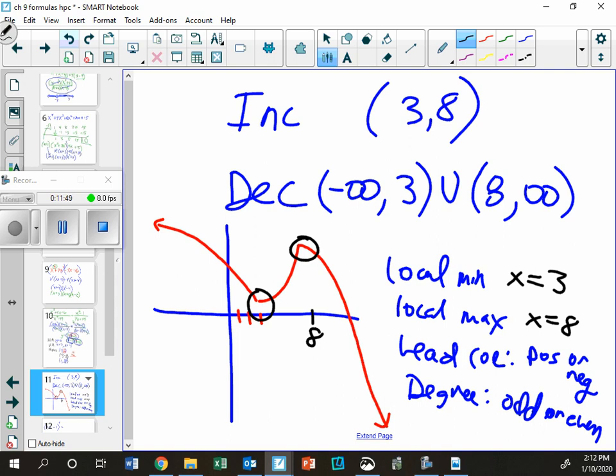And then the last two parts, lead coefficient: since it's down on the right, it must be negative. And since these are going opposite directions, it must be odd. Raise your hand if you had all of those right. Okay, if you didn't, try to learn from your mistakes.